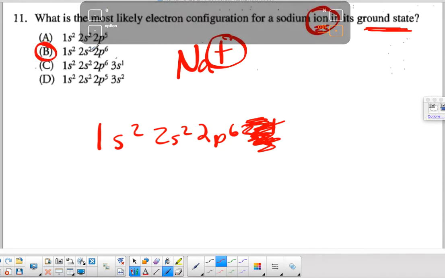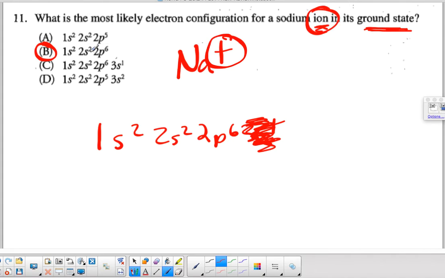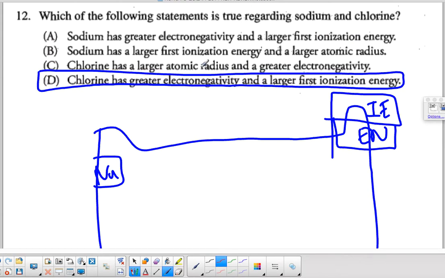So if it says an ion, what does that mean? Ion means that you have to remove whatever the electrons are based on the charge, where it is in the periodic table. 12. Which of the following statements is true regarding sodium and chlorine?